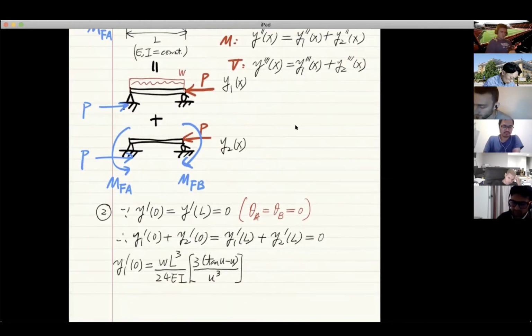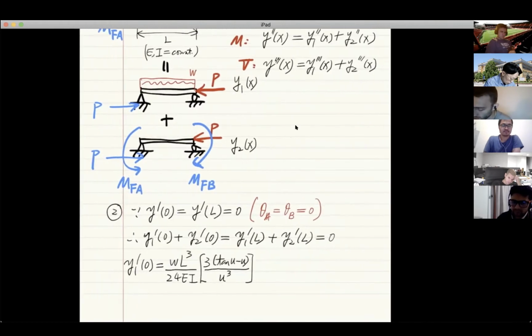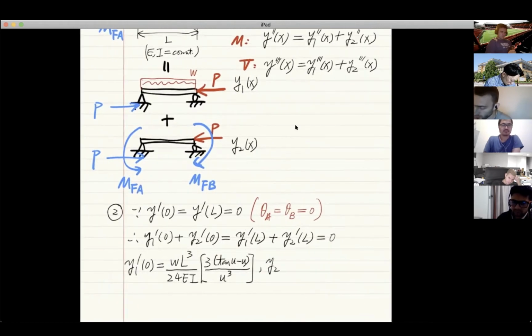And we also know that y2 prime at 0 is MFA times L divided by EI times (1 minus cosine KL) over KL over sine KL.